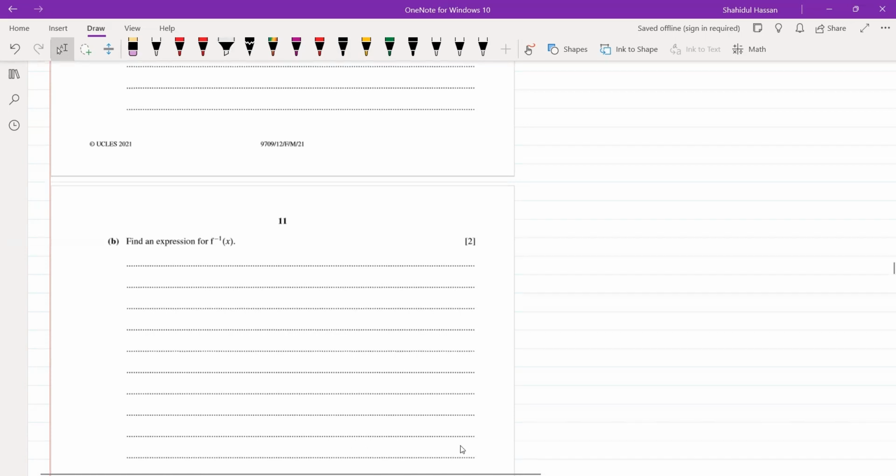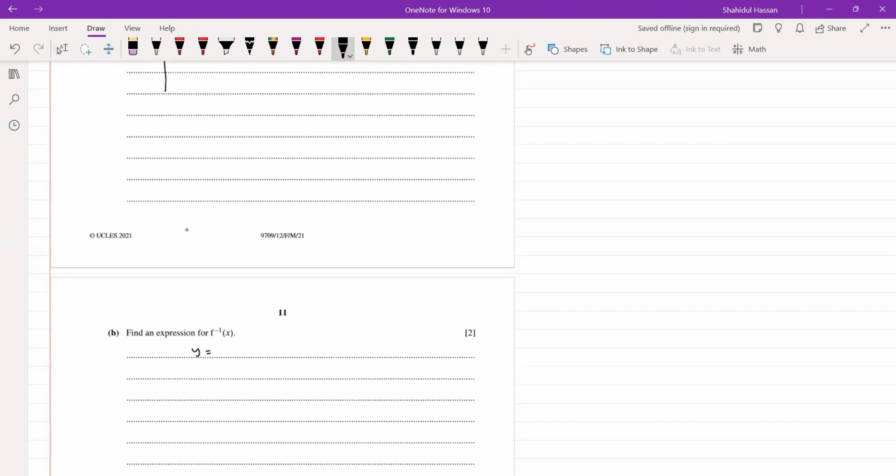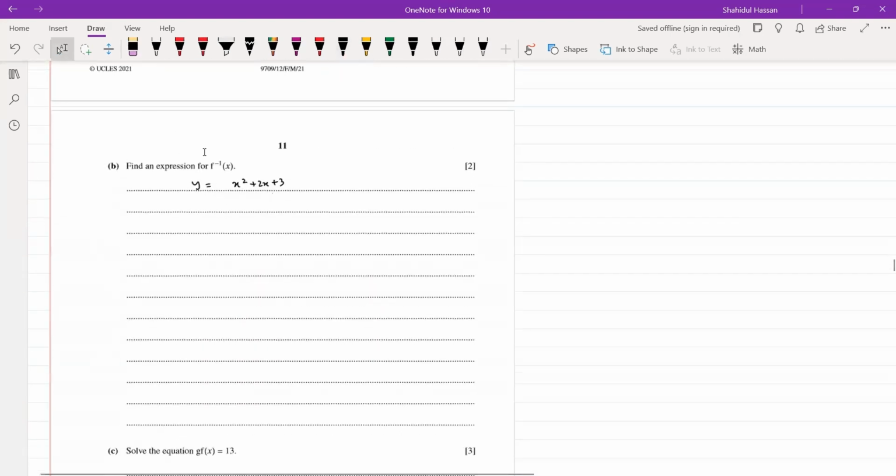Now the next part of the question says find an expression for f inverse x. So the original function was y equals x square plus 2x plus 3. Now, if you want to find the inverse, you have to make x the subject. So that's why part A will help us a lot. In part A, we have completed the square and we have changed the format of this quadratic equation. Now this is very helpful to make x the subject.